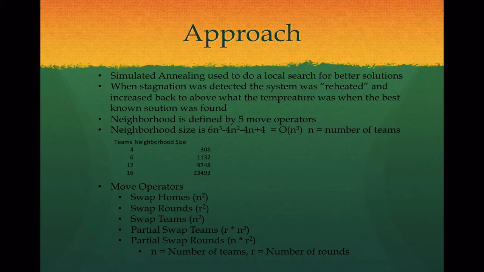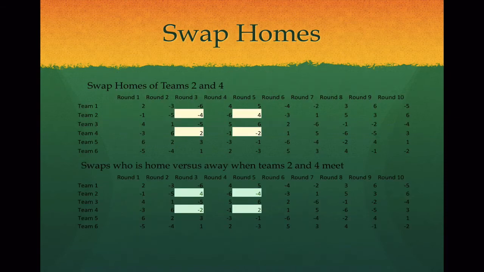Just 4 teams was a neighborhood of over 300, while when you got up to 16 teams, the neighborhood was over 22,000. Here's an example of swap homes. As you can see, it simply takes 2 teams and swaps when they play at home.